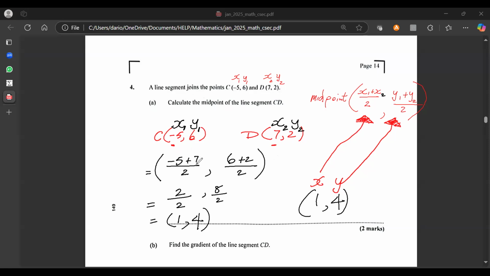A minus and a plus, you have to subtract. The signs are different, so you subtract. So you get 2 over 2, which is 1. And Y1 plus Y2, which is 6 plus 2, 8 over 2, which is 4. So Kimura, the midpoint that they asked for is 1, 4. So that's the middle of the line.